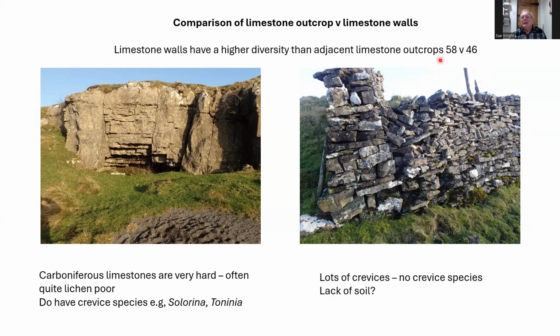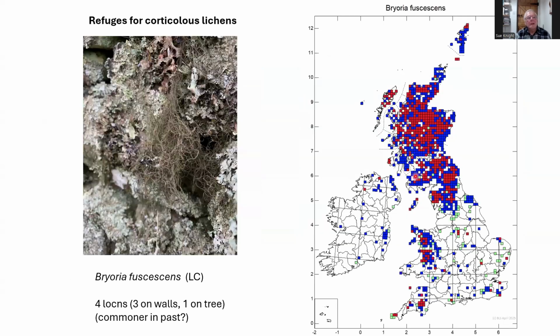But basically, there tends to be less diversity. The walls have a higher diversity than the adjacent limestone outcrops. But one of the interesting features is that we did find that the walls were refuges for various typical corticolous lichens, normally only found on trees.